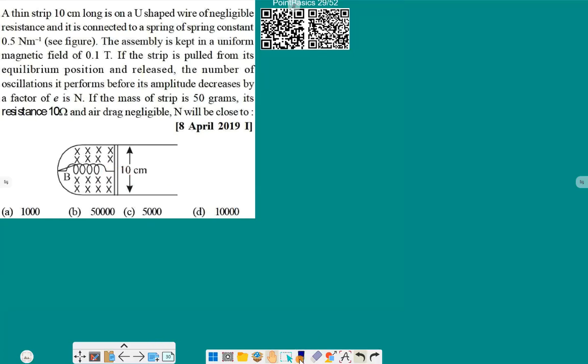So our diagram looks something like this. This is our wire of negligible resistance, and here we have a strip. This is our strip. It is connected via a spring. Let this be the spring.